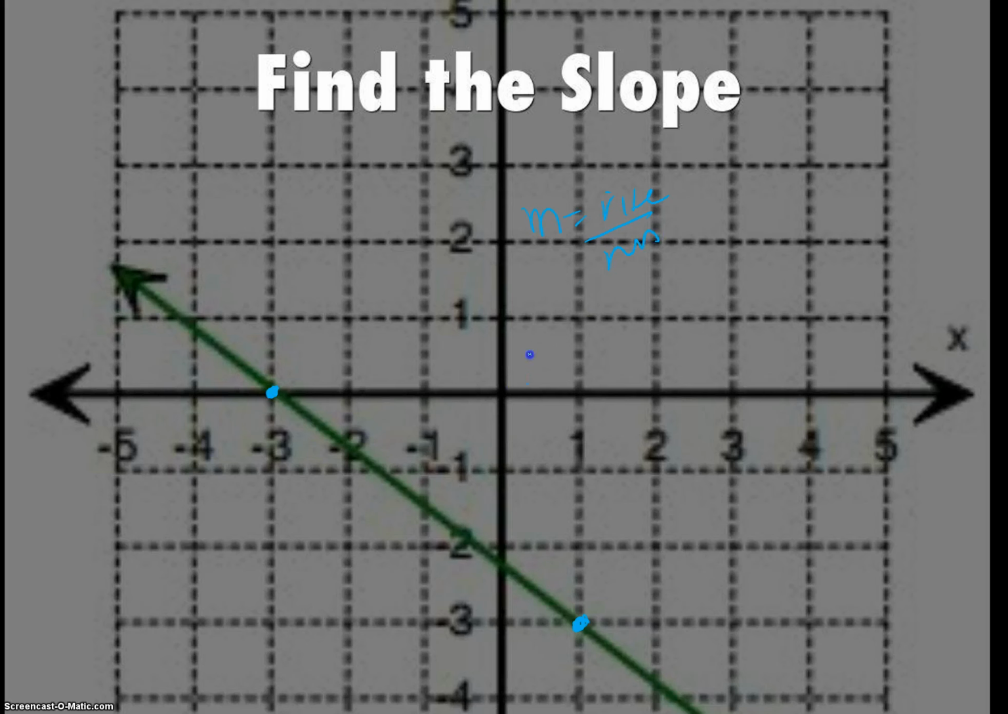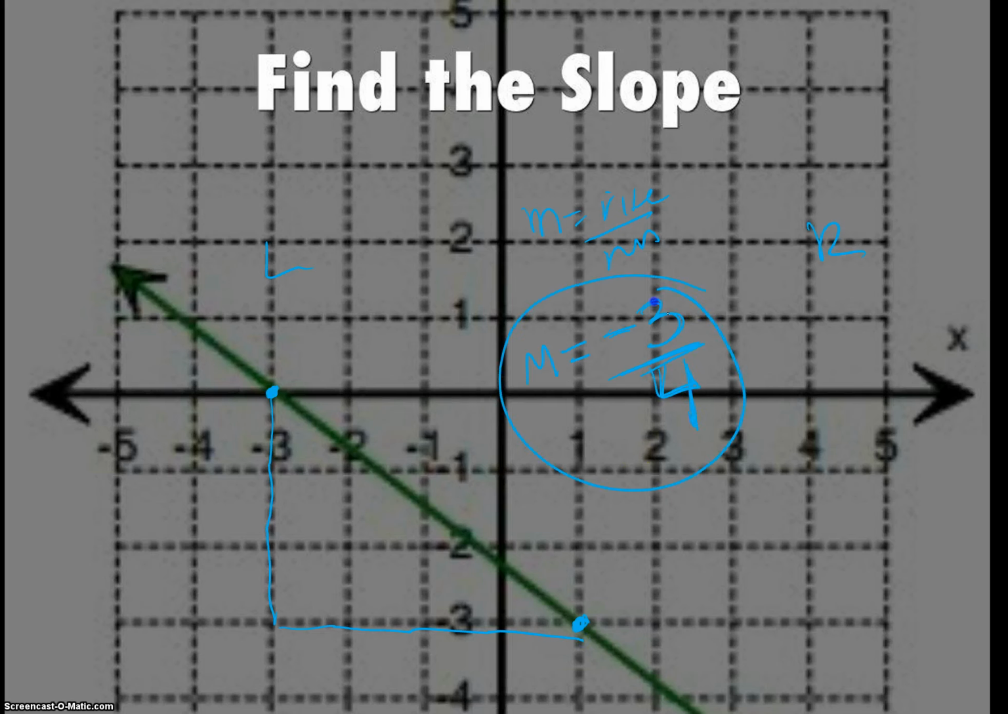And in this case, it looks like it's going down. It is going down from left to right, so we're going to have a negative answer. And I'm going to have 1, 2, 3. I'm going down 3, so -3 over 1, 2, 3, 4. So my slope is -3/4.